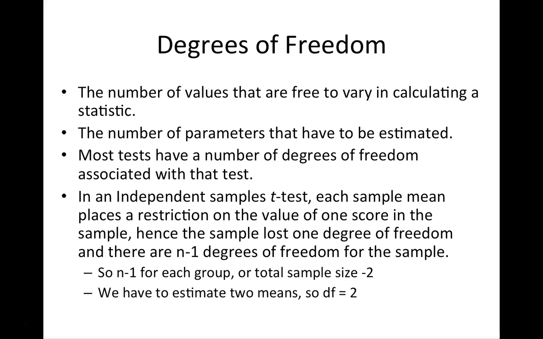For an independent samples t-test, each sample mean places a restriction on the value of one score in the sample. So the sample lost 1 degree of freedom, and there are n minus 1 degrees of freedom for the sample.